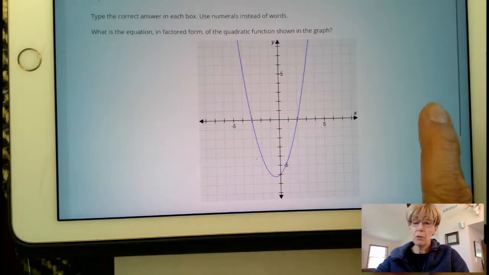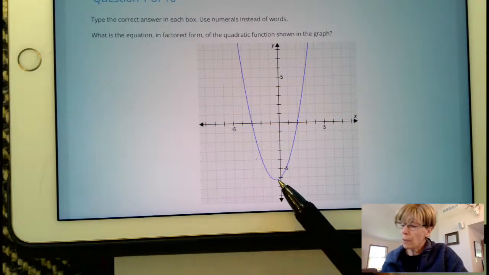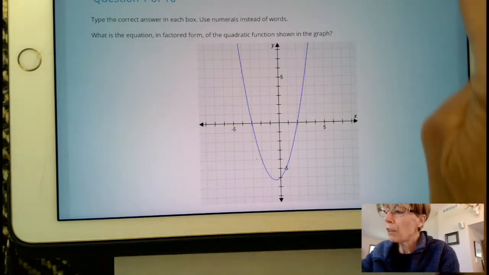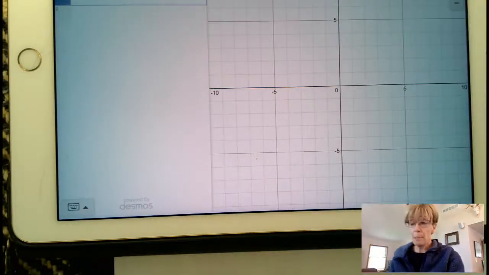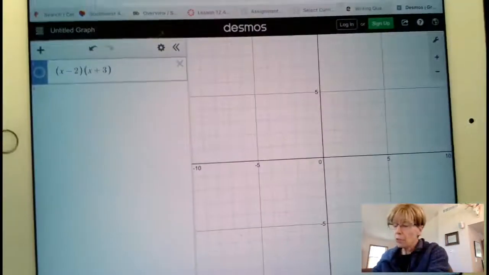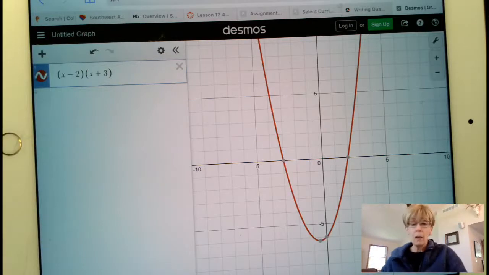So if we flip over to Desmos, and we type in what we just came up with there, which might be nice if you can see it, the x minus 2 and the x plus 3, and let's look at that picture. And what we see in this particular problem is the y-intercept is 0, negative 6. So we're good there from that standpoint.